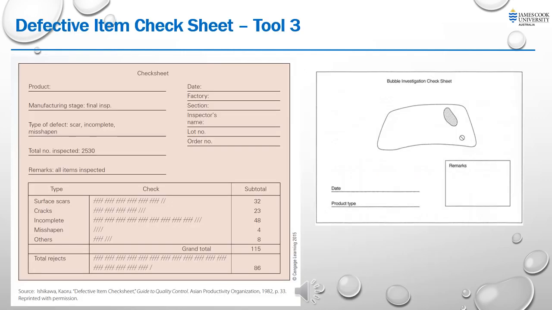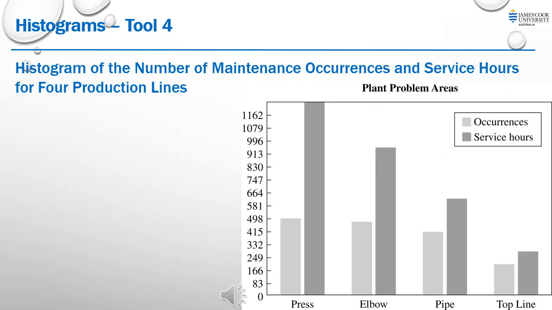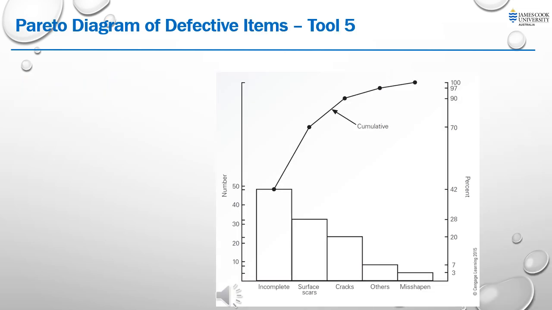A check sheet is a simple form used to record data. It can be used to collect data on defects, errors, or other problems to identify areas where improvement is needed. A histogram is a bar graph that shows the distribution of a set of data. It is used to identify patterns and trends in our data. A Pareto chart is a bar graph that shows the frequency of defects or problems in descending order of importance. It also helps to identify the most significant problems that need to be addressed.